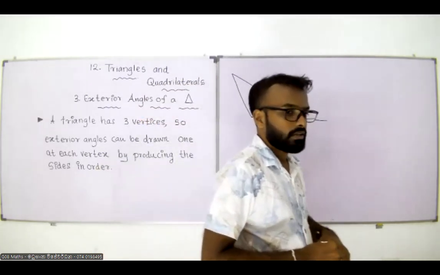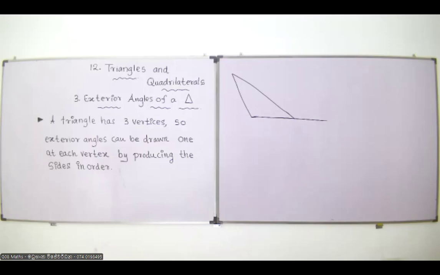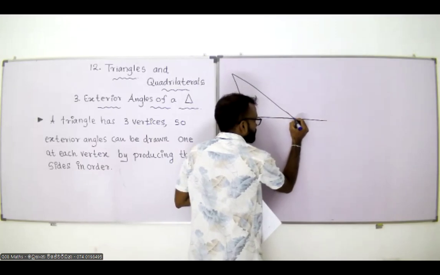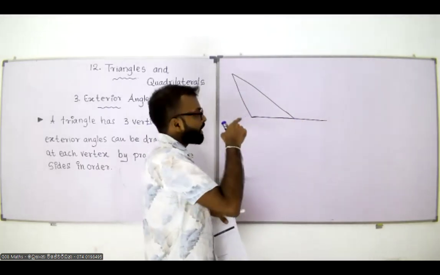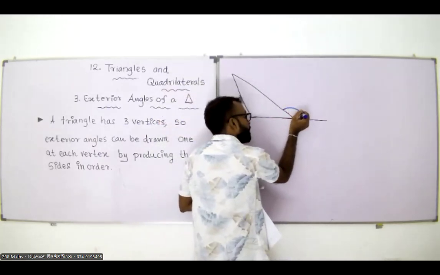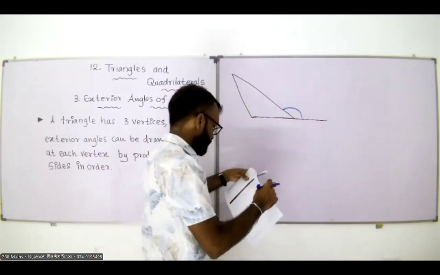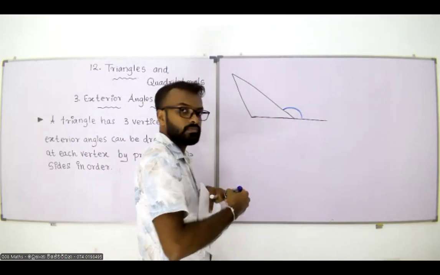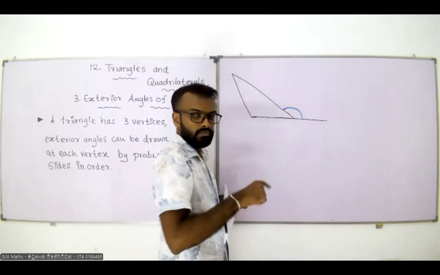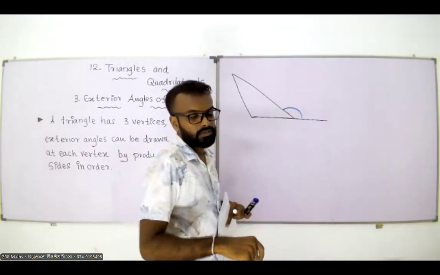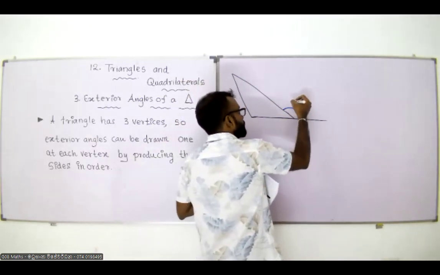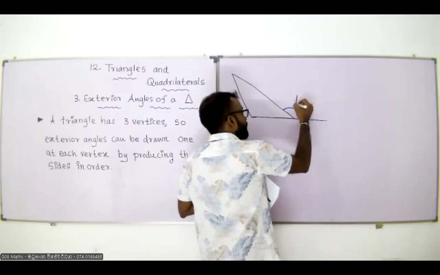Then if you consider this middle vertex and that vertex, you can make this exterior angle. This is the exterior angle of this triangle, one of the three exterior angles. So this is called an exterior angle.